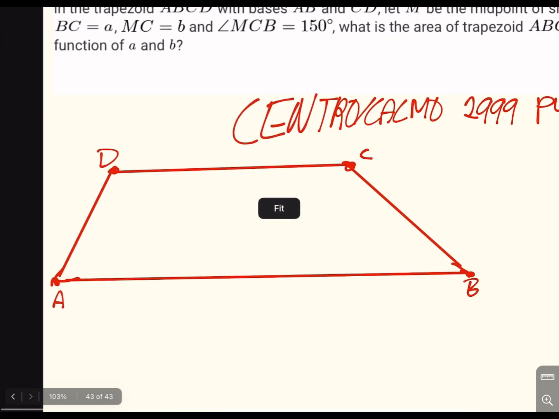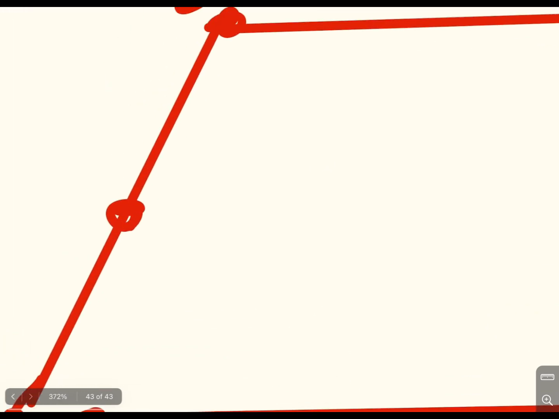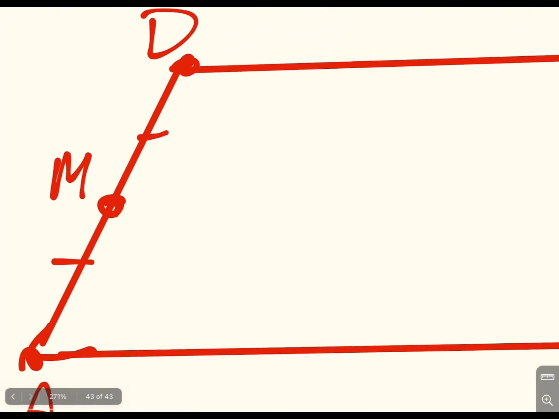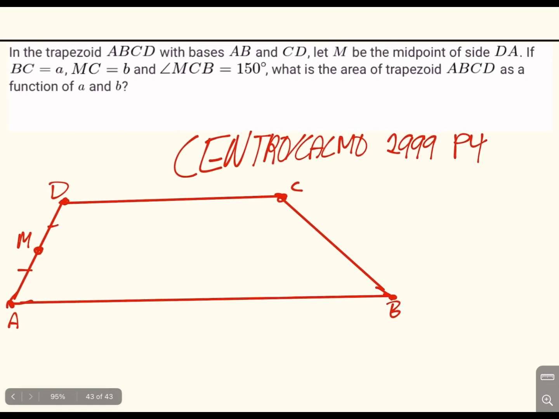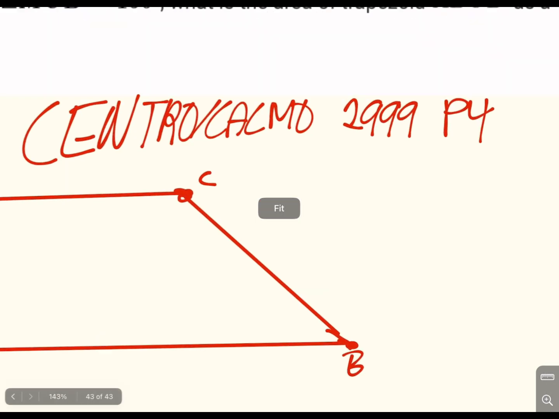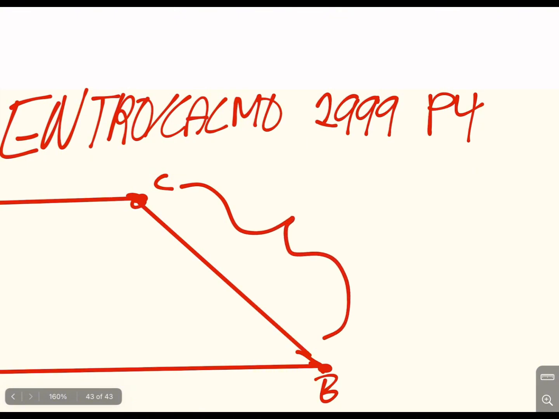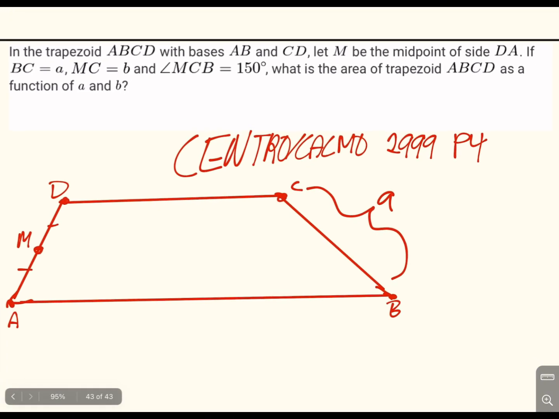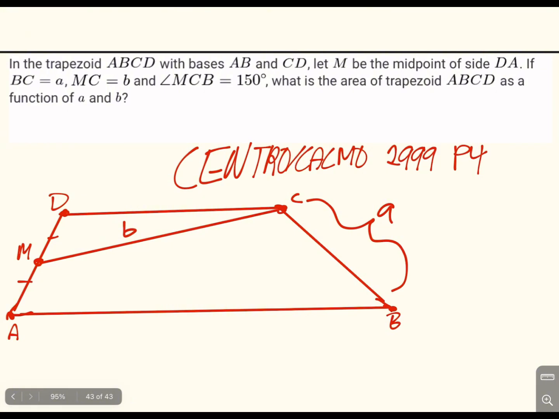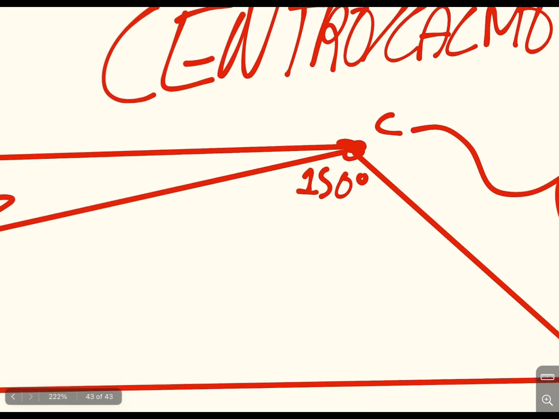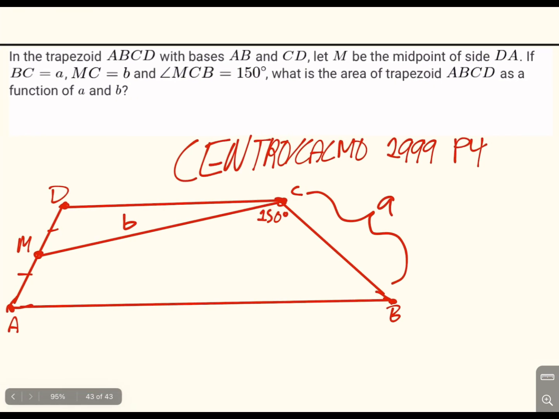Then M is the midpoint of side DA, so we're going to draw M here, and we're going to mark DM and MA as equal because they are. And then BC is equal to A, so this whole thing is going to be equal to A. And MC is going to be equal to B. We're just going to mark it as B. And angle MCB is equal to 150 degrees. And now we have to find the area of ABCD as a function of A and B.